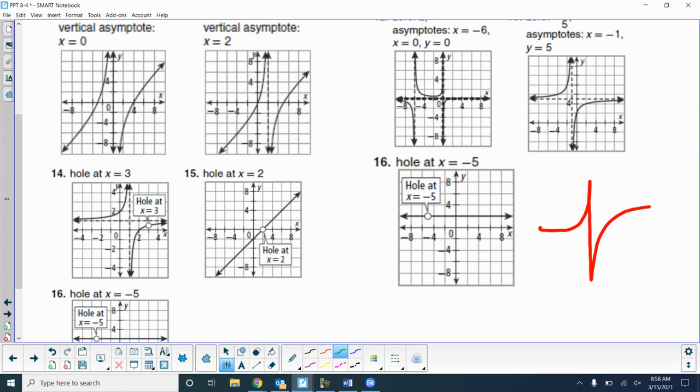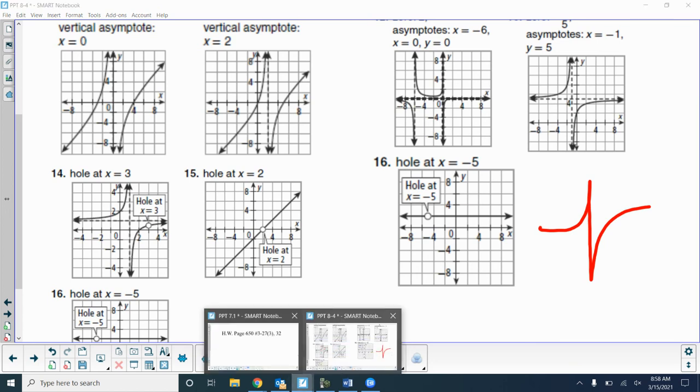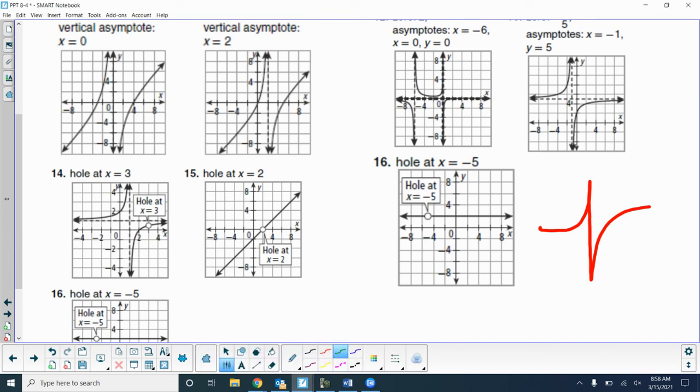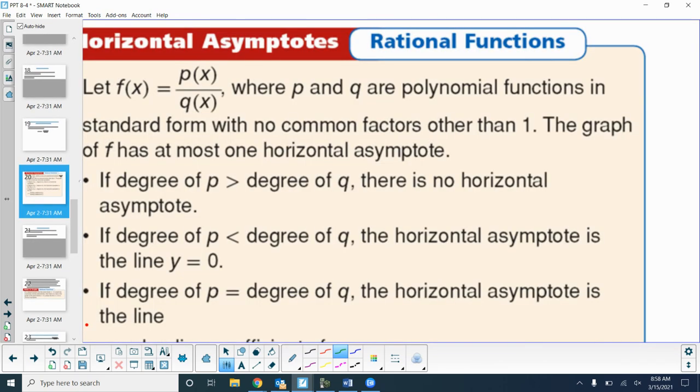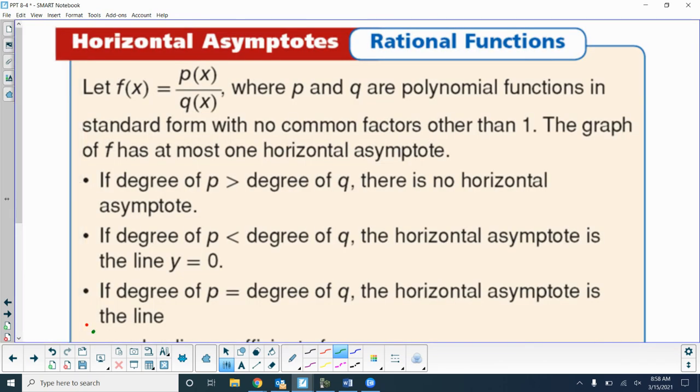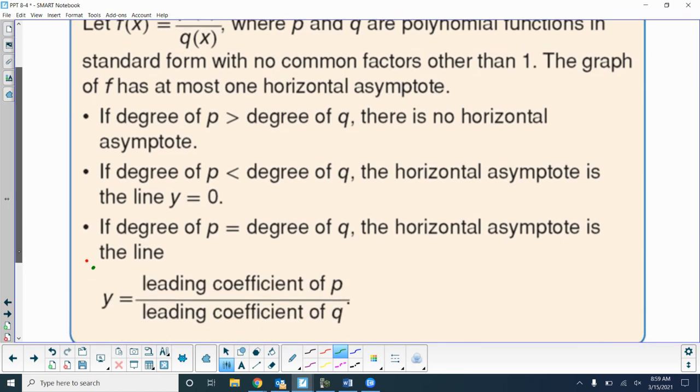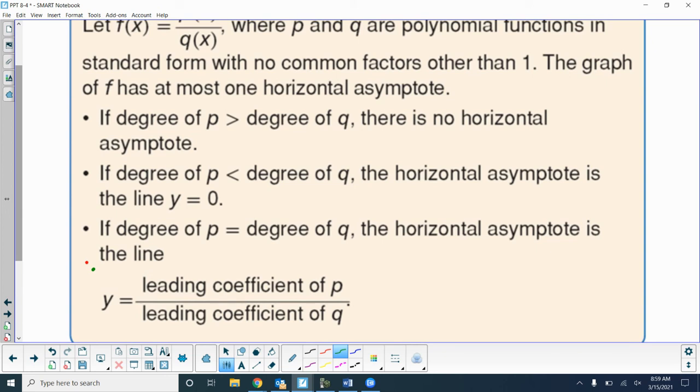Can you figure out the difference again between the vertical and the horizontal asymptote? Vertical is always what makes the denominator 0. For the horizontal, there are 3 possibilities. These are all the possibilities. If the degree of P, the top, is bigger than the bottom, there isn't one. If the degree of the top is less than the degree of the bottom, where P is the top and Q is the bottom, then it's y equals 0, which is the x-axis.